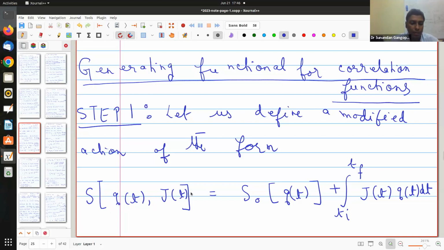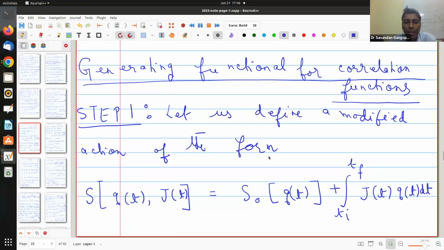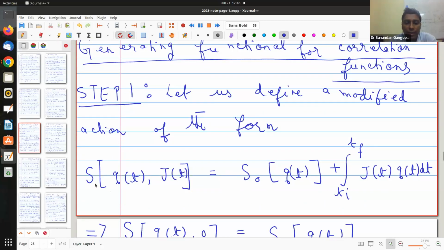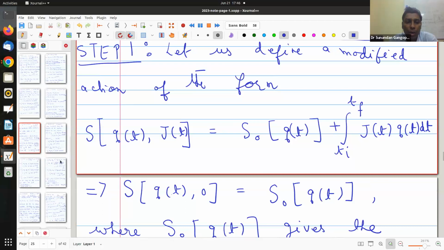So we define a modified action of the form, which is a functional of Q(t) and J(t) in the following form. So S is basically equal to S_0[Q(t)] plus the integral from t_i to t_f of J(t) Q(t) dt. So this S_0 is basically the action functional where there is no source. So the definition that we have put forward is S equals S_0 plus this integral.